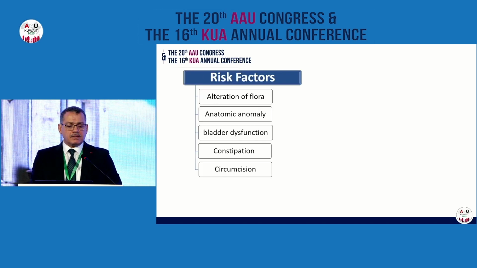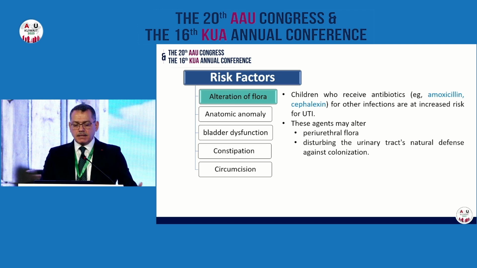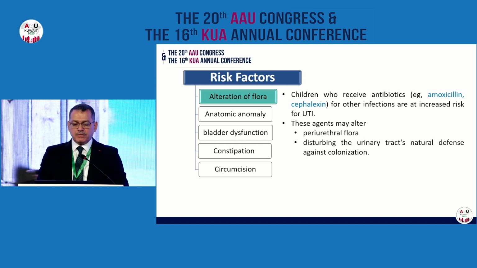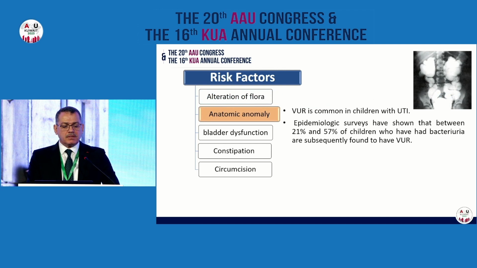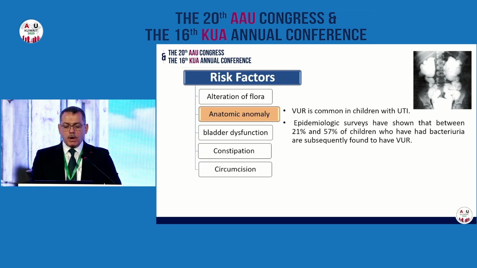There are some risk factors which may precipitate UTI, like alteration in the flora. The use of antibiotics sometimes leads to alteration in the periurethral flora, which may disturb the urinary tract's natural defense against colonization. Some anatomical anomalies may play a role, like VUR, as you know, and epidemiological surveys have shown that between 21 and 57% of children who have had bacteriuria are subsequently found to have VUR.